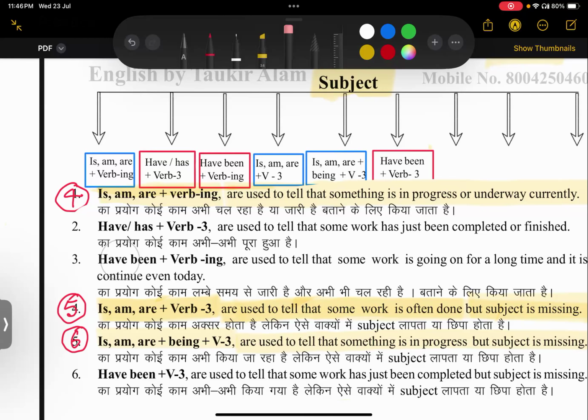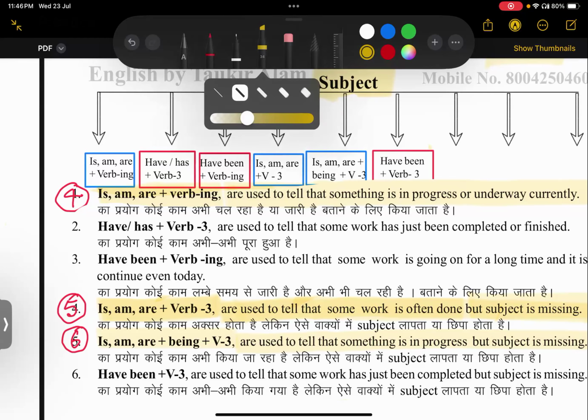Let's talk about have been plus ing form. And in what situation will you speak have been plus ing form? Well, this structure is used to tell that some work is going on for a long time, or it continues even today. Again, I'm going to tell you so that you may understand well.